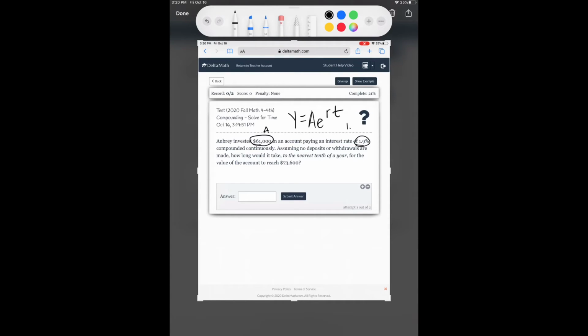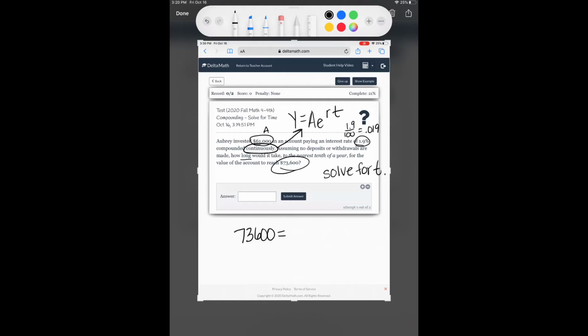So that's my a. I have my rate, which is 1.9 divided by 100, going to turn into 0.019, compounded continuously. Now, here's the thing. They want to know the time. We are going to solve for t. You can do this by hand, or I'm going to show you how to do this in Desmos. And they want to know how long it's going to take to reach this value.